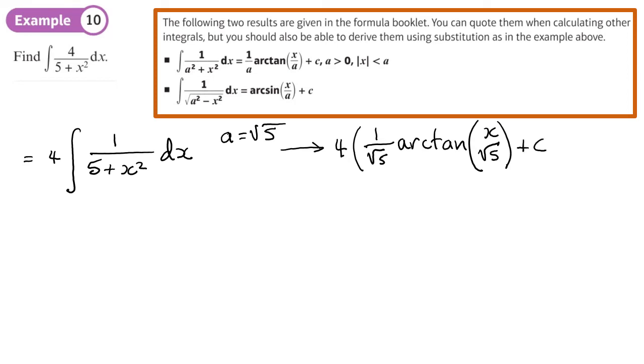So we could leave it like that, or we could just say 4 over square root 5 arctan x over root 5 plus c.